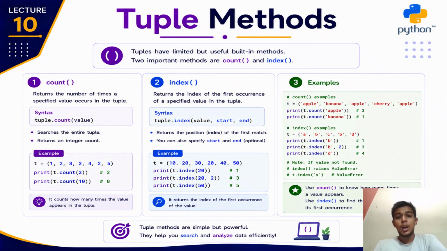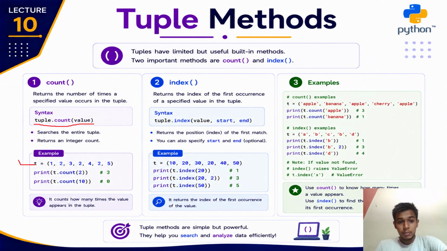The first method is count. The count method returns how many times a specific value appears inside a tuple. The syntax is very simple. As you can see here, tuple.count and in parentheses the value is written. Python searches the entire tuple, counts how many times the given value appears and returns the number as an integer.